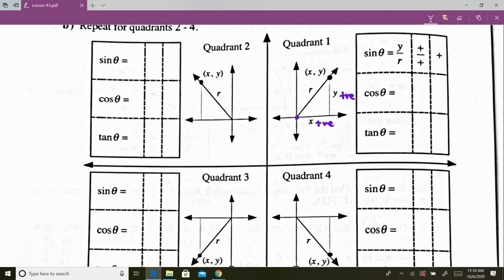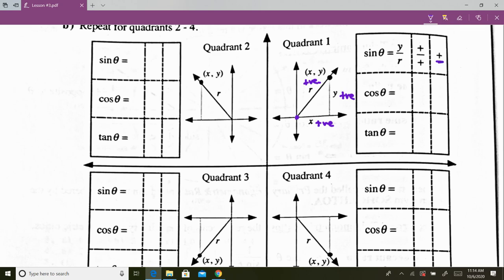Sine is opposite over r. Oh, sorry. And r, that's a measure of distance, so it has to be positive, right? And you'll see, if you use the Pythagorean theorem, x squared plus y squared, it would have to be positive. So r is always positive. Okay. Sine is y over r, or opposite over hypotenuse. A positive number divided by a positive number, therefore it should be positive. Sine is always positive in the first quadrant.